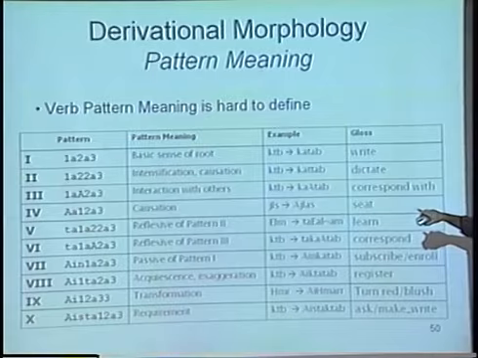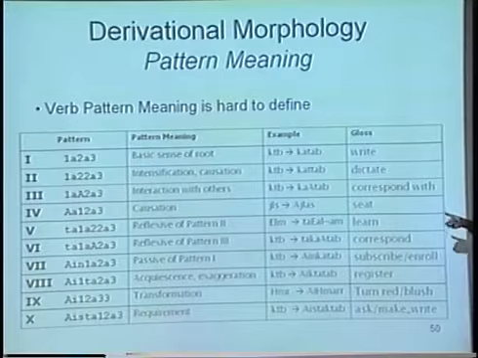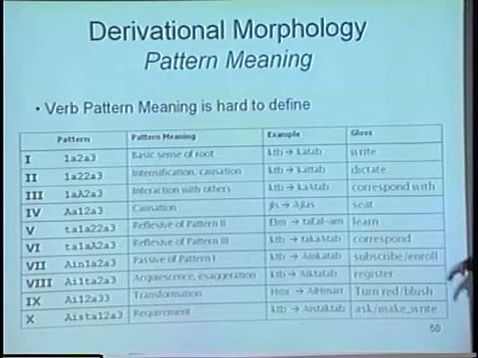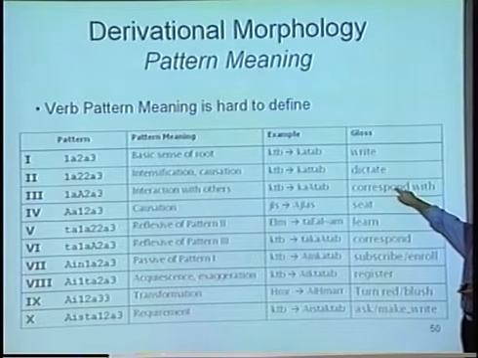So I marked here the 1, 2, 3, which tells you the location of the radical from the root, and the different vowels are the vowels that appear. So 1A, 2A, 3 is basically katab, whereas the doubled one in the second form is kattab. This third form is interesting. It has to do with interacting with others.